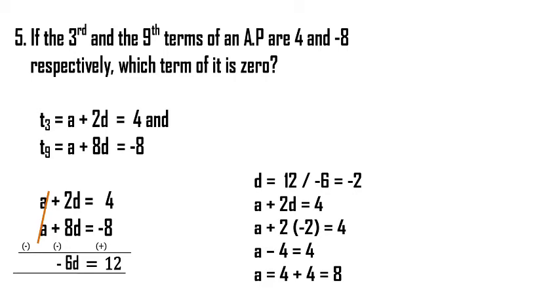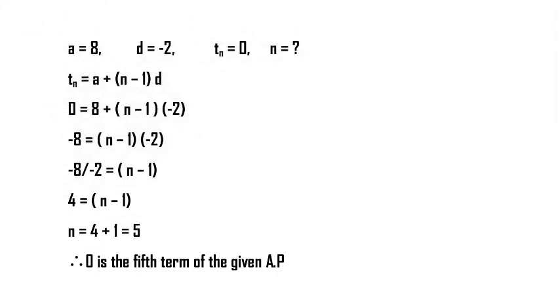So you will get 2 equations. Solve those 2 equations, and the value of D will be equal to minus 2 and the value of A will be equal to 8. Move to the next slide. If the value of A is 8 and D is minus 2, consider Tn value as 0 and find out the value of n. Hence we can say that 0 is the 5th term of the given AP.